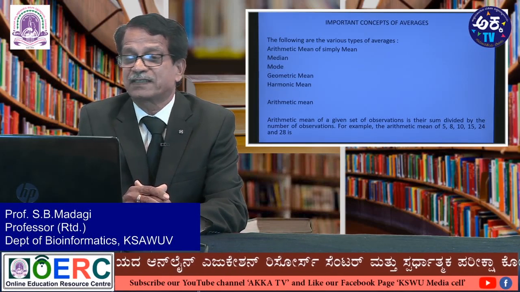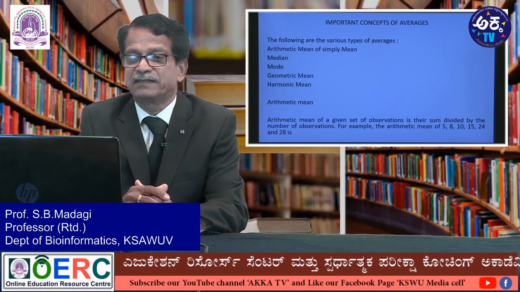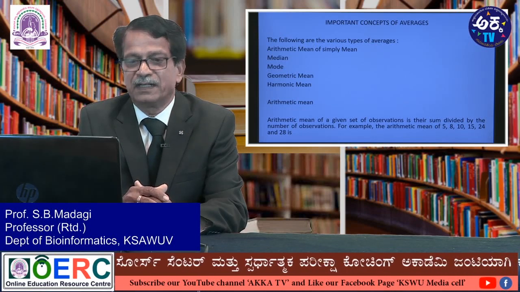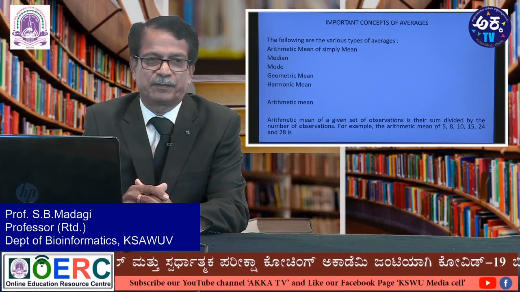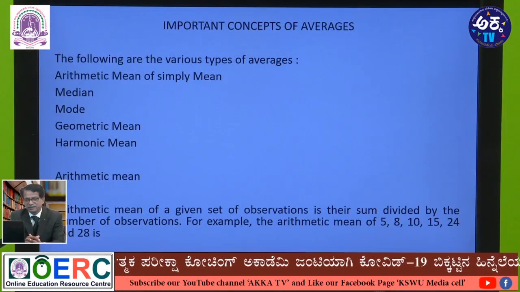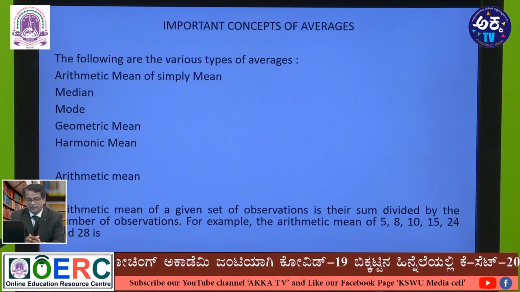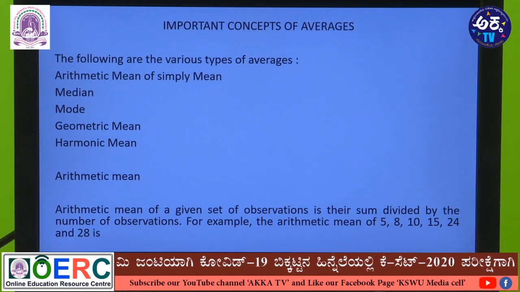The following are the various types of averages. The most popular and the important one is arithmetic mean, or simply we call it a mean. Next one is median, mode, geometric mean and harmonic mean. These are 5 different kinds of averages developed to handle different situations, especially, as I told you, in decision making processes.